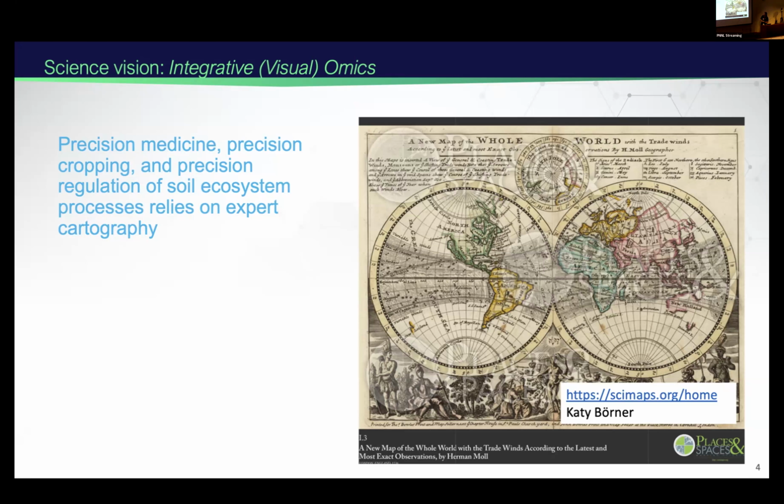A couple of other folks think about this. Katy Börner at Indiana University does a lot of visualization, and she's in a lot of these NIH programs that think about how we visualize all this data. She uses an example of a map from 1736, saying this is where we probably are in all the molecular or chemical cartography we're doing at this point. This is kind of how we can view the world.